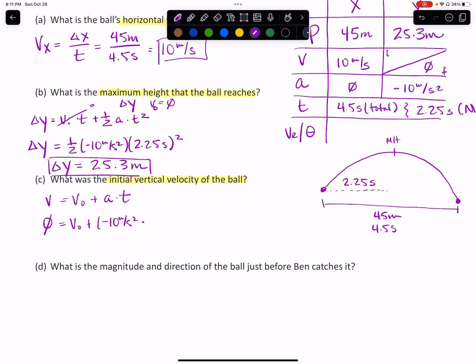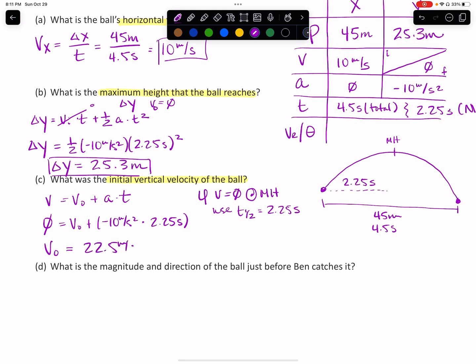Now here's where we have to be careful. If we're going to say that that final velocity equals 0, then we're at that maximum height. So that means that we need to use our half time, or 2.25 seconds. This is where you have to be careful because it's easy to use the wrong time here. All right, so our initial velocity is going to be 22.5 meters per second vertically. All right, so this is going to be 22.5 meters per second.